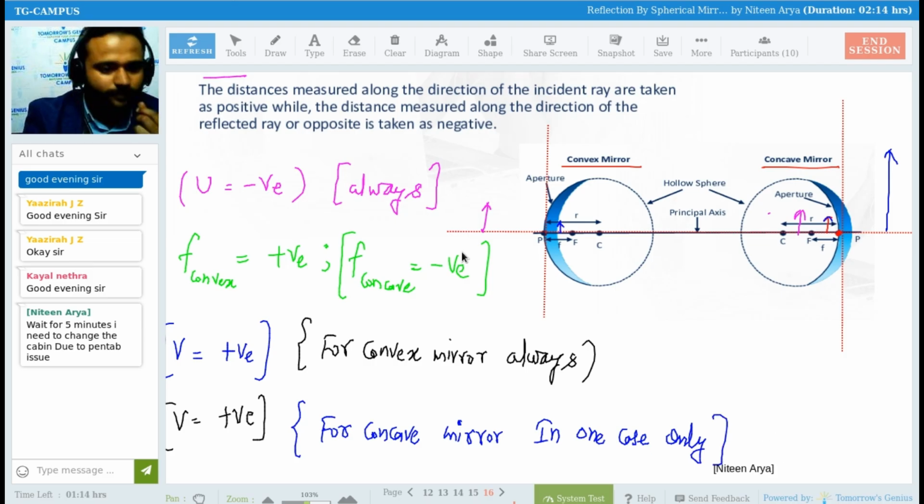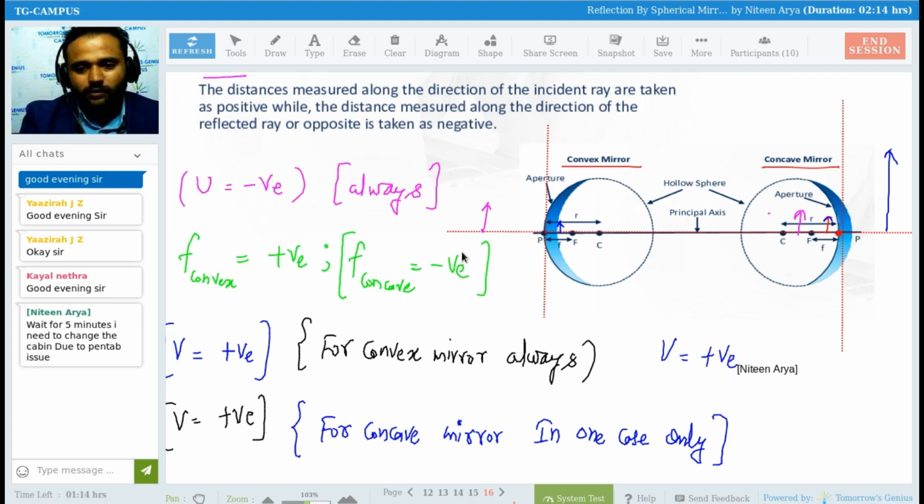In one case only, okay, so what is the catch? In one case only, the image is going to be positive. So directly you can say that if for a concave mirror you get a positive V, it tells you one thing clearly: the image is virtual and erect.